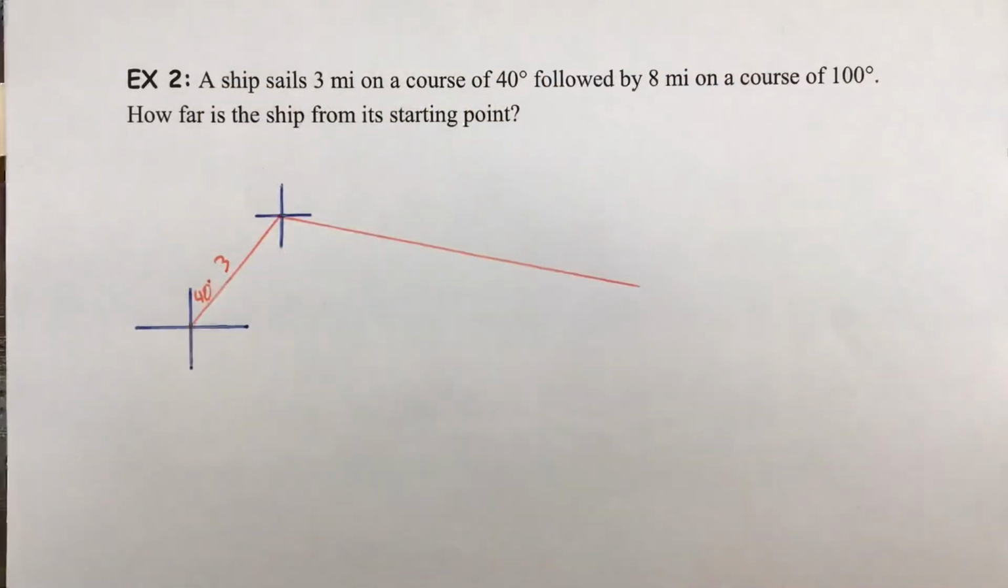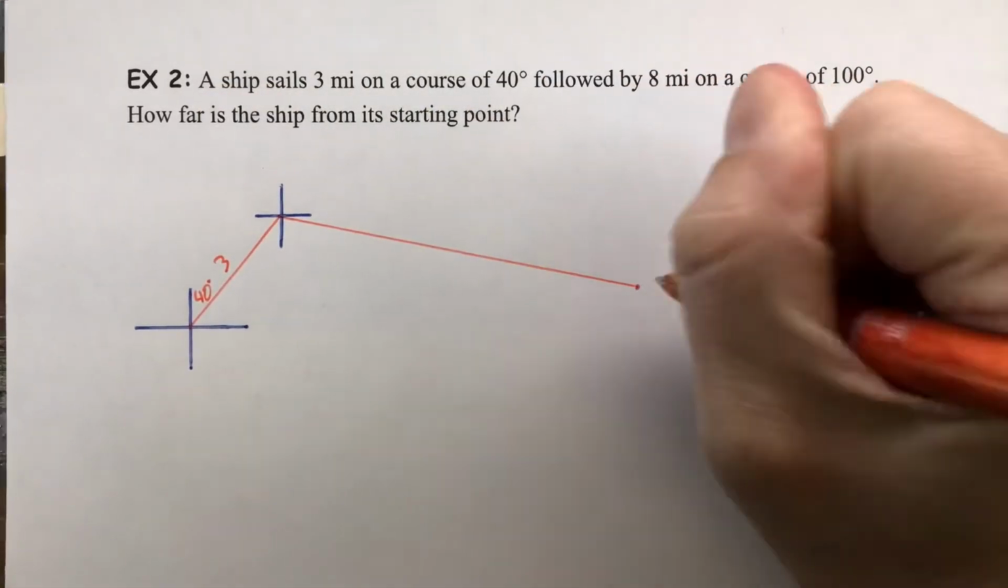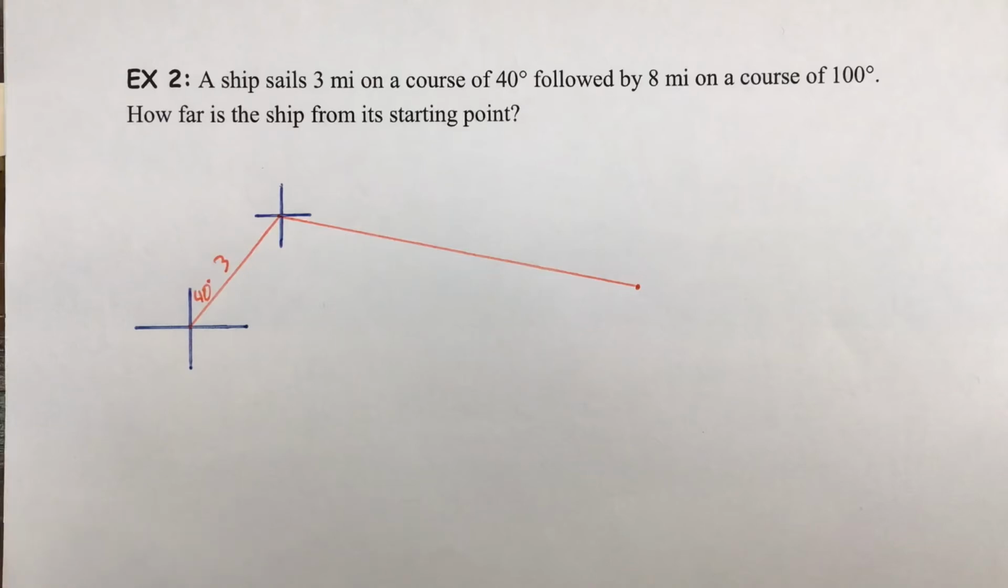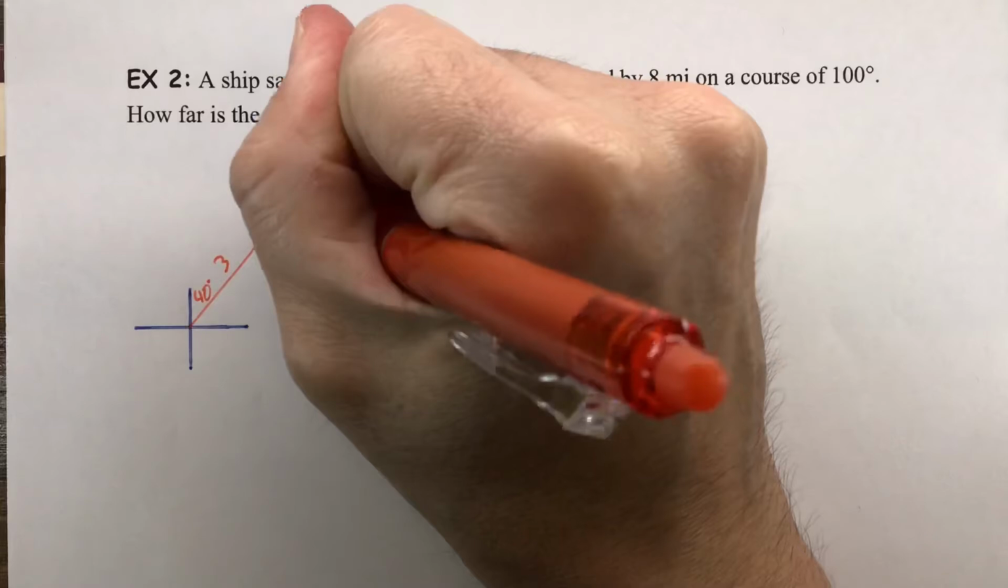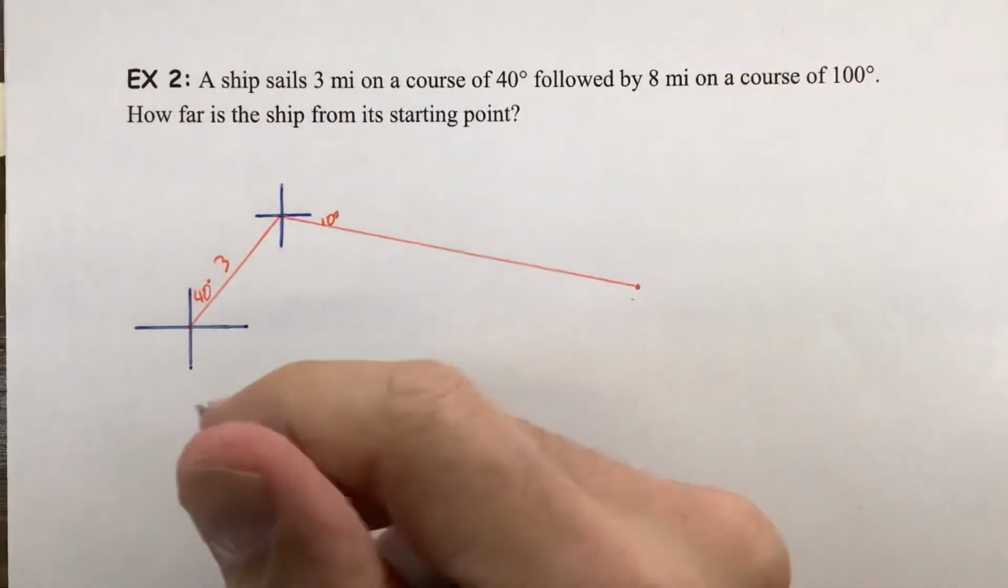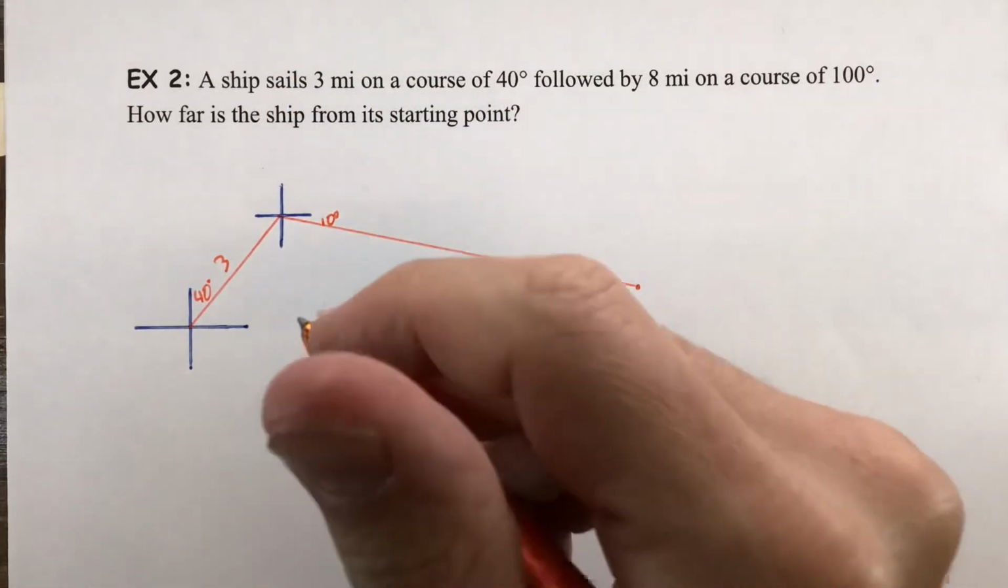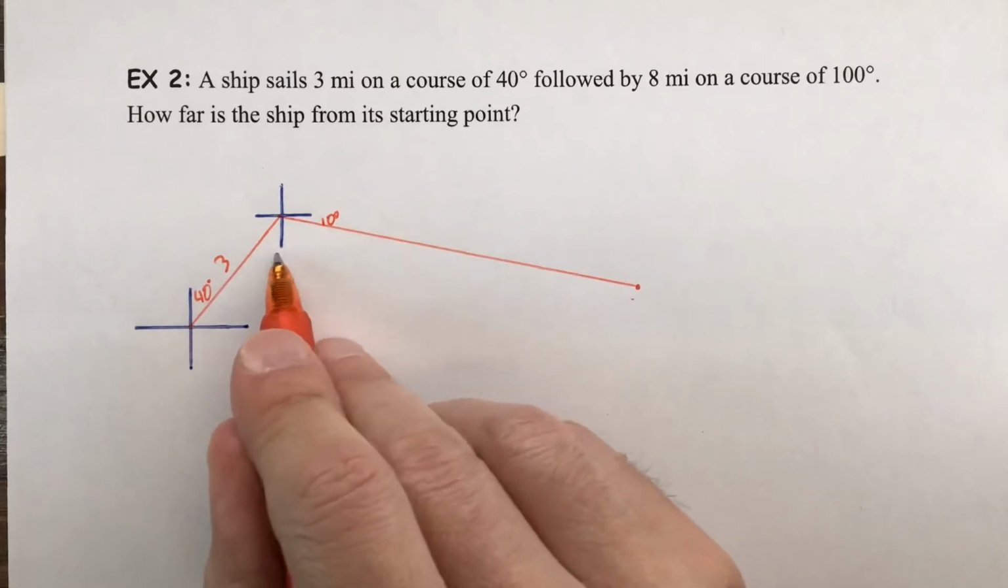Okay, so we're about there. Let's put a little dot at the end just for something. And 100 degrees, which is going to make that 10 degrees. There's some other values you could probably throw in there if you want. That would be 80 degrees.